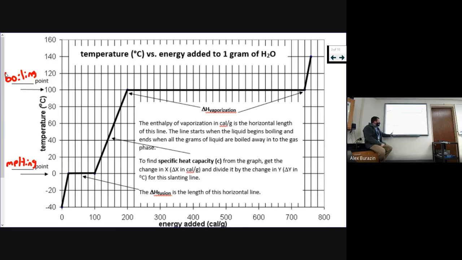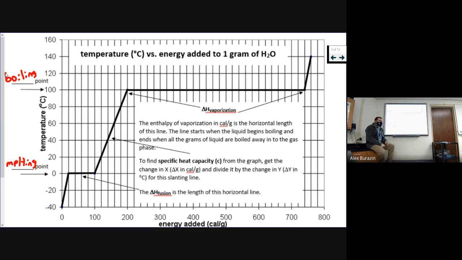So at this point, after I've added, looks like 20 calories of energy per gram of ice, I have heated it up to the point where it's now beginning to undergo a phase change. It melts, it melts, it melts, until I've reached the point where it is nothing but pure liquid water. Still 0 degrees Celsius, but it's pure liquid.